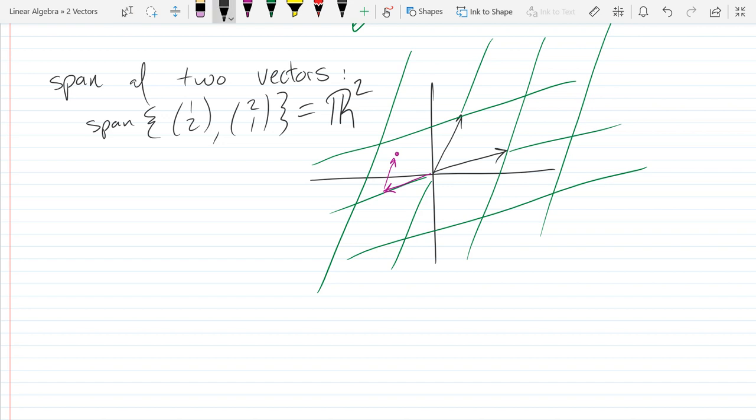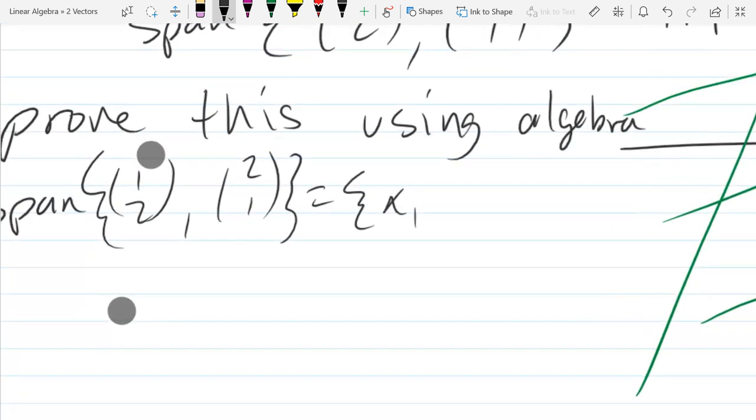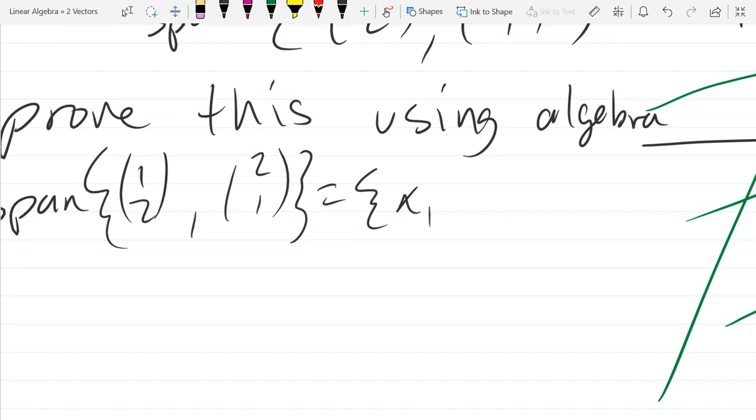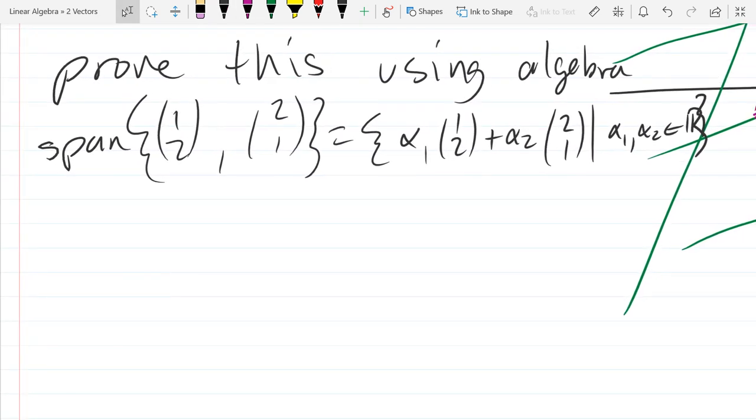Now let's try to prove this with algebra, linear algebra specifically. So I'm going to write the definition of the span first. It's going to look like alpha 1 times the vector 1, 2 plus alpha 2 times the vector 2, 1 such that alpha 1, alpha 2 are in R. Now to do something a little bit tricky, I have to show that for any vector we can write in R2, I can pick an alpha 1 and an alpha 2, and this linear combination will equal that vector.